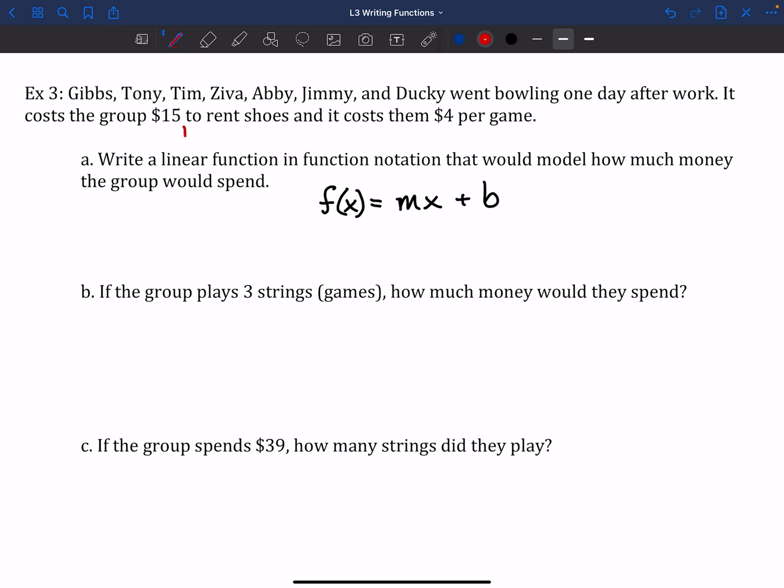So the $15 to rent your shoes is your starting point. So it's positive 15, so we'll say plus 15 for that chunk. You can fill in all the rest of the stuff that's not changing. The only other piece we need is the rate of change. We're talking about how much money the group is going to spend. As we play more games, the price is going to go up. If you play 40 games, it's going to cost you more than if you play 4 games. So what I'm seeing is that $4 per game is our rate of change.